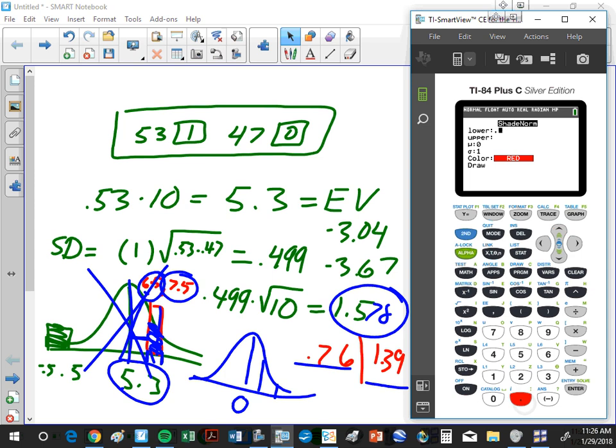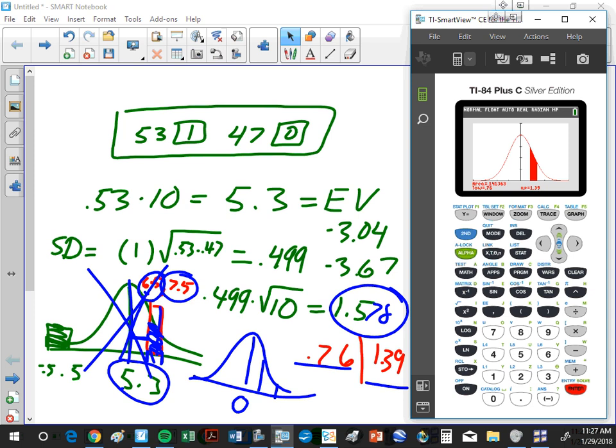So left bound 0.76, right bound 1.39. z-score? I have no idea. That's just the variable they used. So we end up with 14%. So if Shaquille O'Neal takes 10 foul shots in a game, 14% of the time he will make 7 of those shots. Okay?